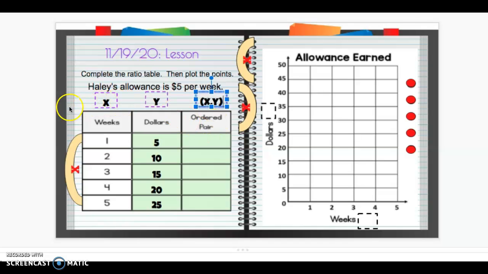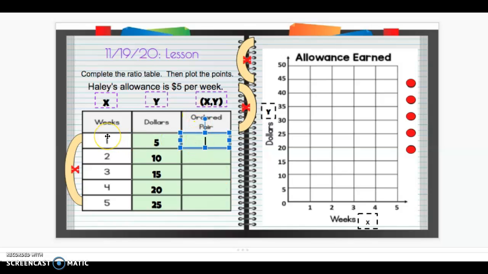Okay, this should look familiar, your X and your Y, because you learned this in 5th grade and plotting points on a graph. You also may know it because you've played Battleship at one point. So your first is your X. Now your X is your horizontal, so you would label your X as your weeks. Then you have your Y, which is your dollars, that's going up and down. So that's your Y.